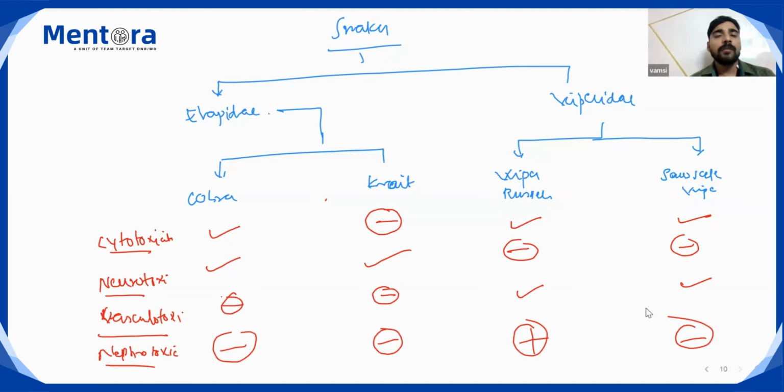This is the only thing you have to look at based on the snake. When a person has a snake bite and brings the snake picture, try to identify what type of snake it is, and based on this you can anticipate the manifestations and the tests we have to do. Very important. Clear? So for cytotoxic, all the snakes produce it except the krait. For neurotoxic, cobra and krait are neurotoxic, and Viperidae are not. For vasculotoxic, vipers are vasculotoxic, and cobra and krait are not. For nephrotoxic, vipers are nephrotoxic.